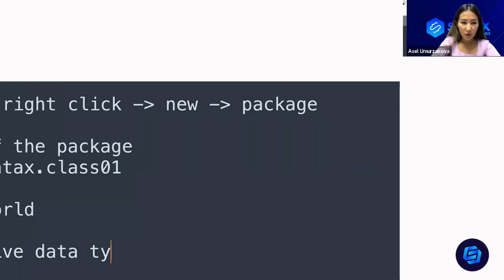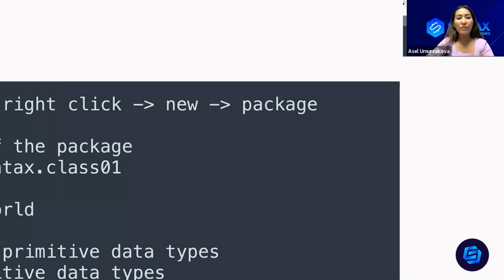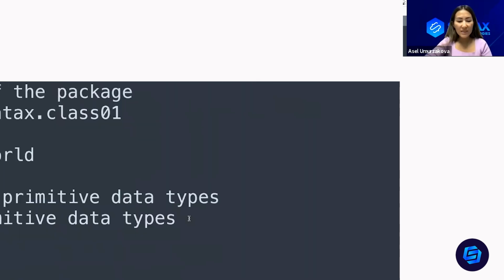And here we have non-primitive data types. So two classifications: number one, we will focus on later; number two, we are focusing on today.